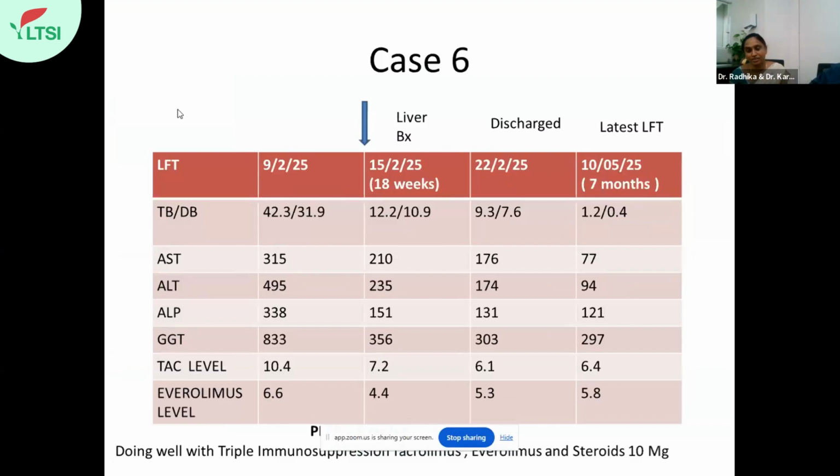And she was on regular follow-up in the post-discharge period for the past 3 months. And the last visit was 10th of this month, 7 months post-transplant. Her liver functions have come down to 1.2 bilirubin, gamma GT of 297, AST and ALT of 77 and 94, with a tacrolimus level of 6.4 and everolimus level of 5.8. Steroids have been tapered to 10 milligrams during the last visit. She's doing well.